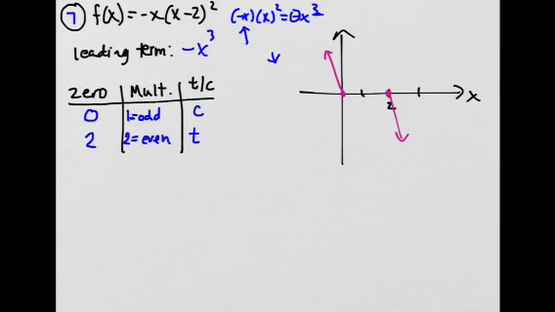So what does the multiplicity tell me right here? That at 0 it's going to cross, and that at 2 it's going to be tangent. So at 0 it's going to cross, and then at some point it's going to turn back up, and then it's going to be tangent. So it looks something like that.